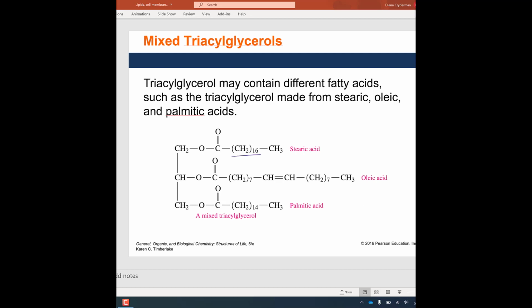So here's stearic acid. So we've got 16, 17, 18 carbons. Here we've got oleic acid where we've got a double bond here. Here we've got palmitic acid. And so we can have a mixed triglycerol, and that's okay.